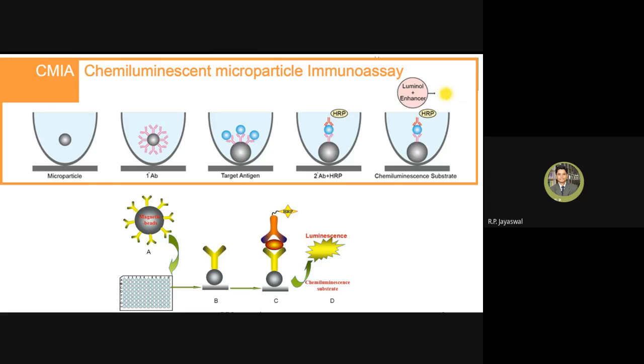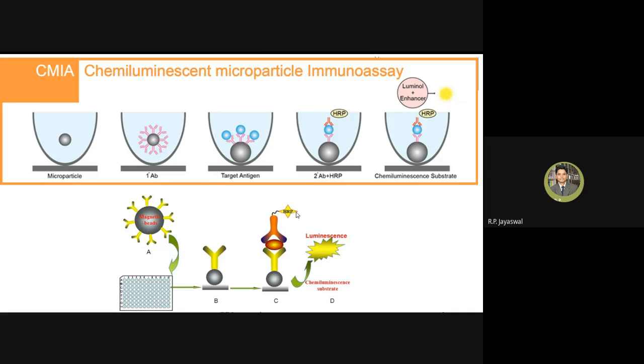Okay, so here this is a 96-well microplate, and this is the magnetic bead, what we call a microparticle, attached with the antibodies. Okay, so this is adsorbed on the surface of the well. So now the sample containing antigen is sandwiched between the primary antibody and the secondary antibody.